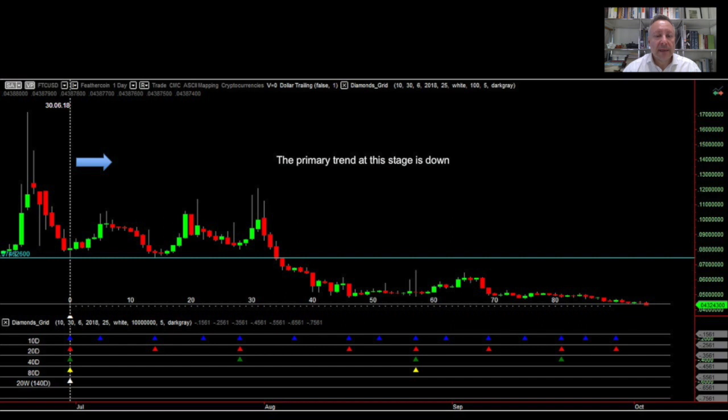In today's focus, we'll be taking another look at Feathercoin. I think the last time we looked at Feathercoin was approximately a month ago. From a trend directional perspective, unfortunately, the primary trend at this stage is still down.